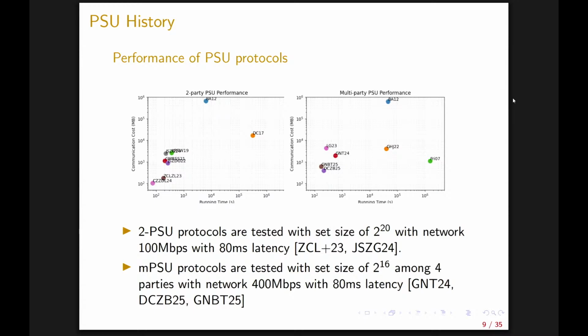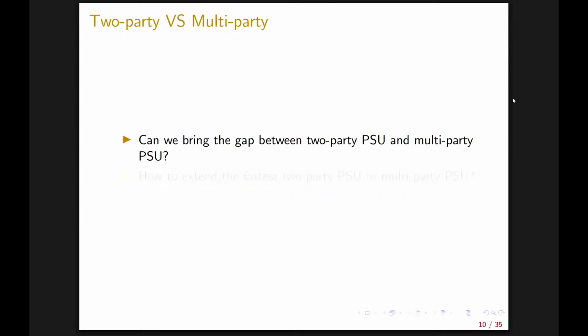For the multiple-party setting, I use a set size 16 times smaller, with 4 parties and a faster network. But you still see about 5 minutes. So in other words, there is a big gap between the multiple-party and two-party settings. I know some of you may ask how we can bridge the gap between two-party and multiple-party.